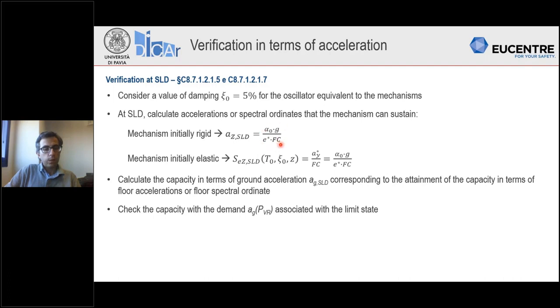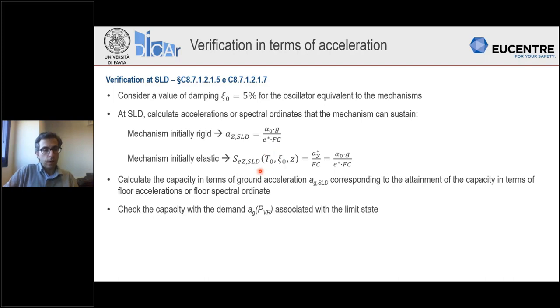Once you have applied this formula, you will have to distinguish between two situations. A situation where the mechanism is initially rigid. In this case, the capacity, or better, this expression is representing the capacity in terms of acceleration. If the mechanism on the other side is initially elastic, so the mechanism is free to vibrate, this expression is representing the capacity in terms of spectral ordinates corresponding to the period of the element T0.